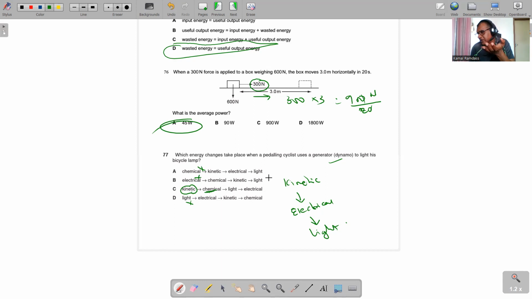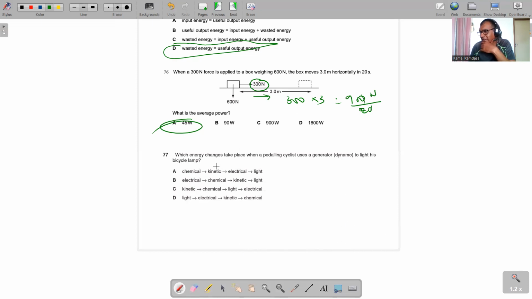Déjà, là, si nous regardons bien, il besoin terminer light, parce que to light his bicycle lamp. Et deuxièmement, juste avant light, besoin electrical. Juste avant electrical, besoin kinétique. OK, ça lui paraît bon. Question là paraît un peu correct.